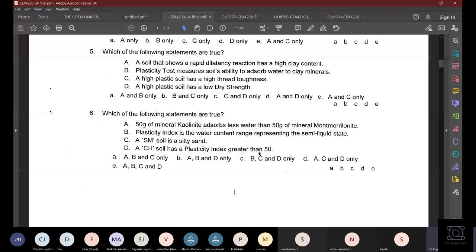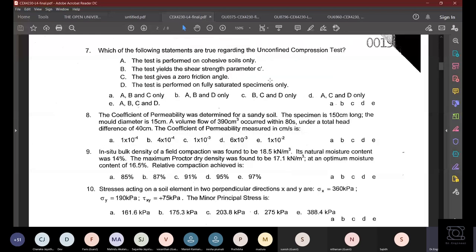We'll see that there is a small issue in that notation. What C dash means is not properly given. The test gives a zero friction angle. Yes, it is correct. Due to the undrained condition, it gives a zero friction angle. The test is performed on a fully saturated soil sample. That is also correct. We had this same statement previously. So A, C, and D are absolutely correct.